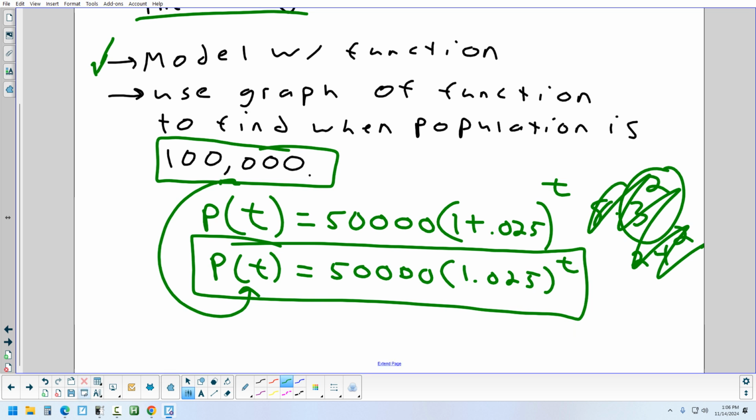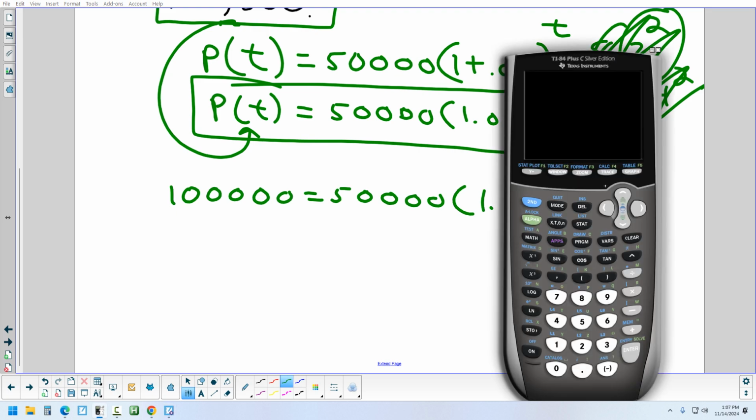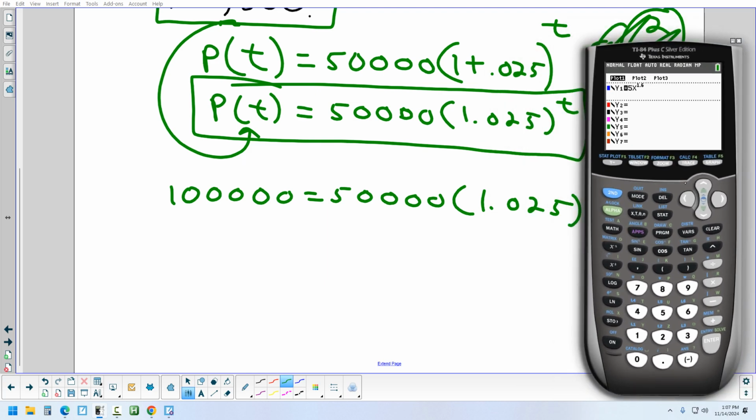Okay, so put that in. 100,000 equals 50,000 times 1.025 to the t. And now we're going to solve that on the calculator. What do you think I'm going to put in y1? 100,000. Okay, so let's type in 100,000. And what about in y2? The 50,000 times 1.025 to the x.